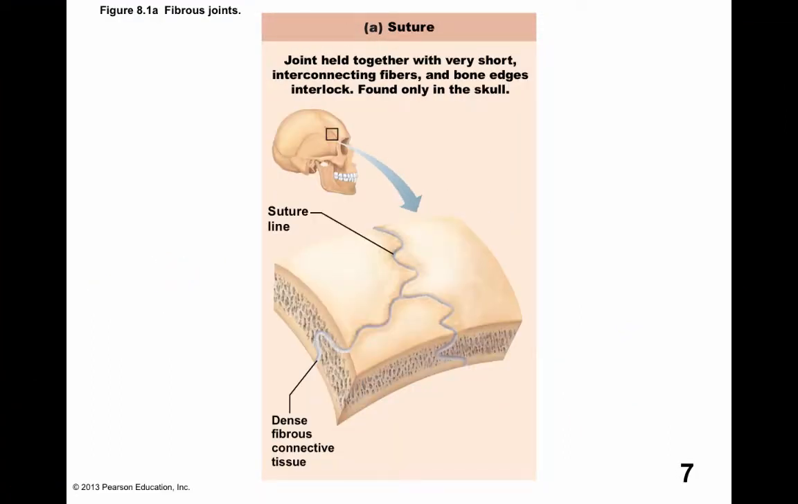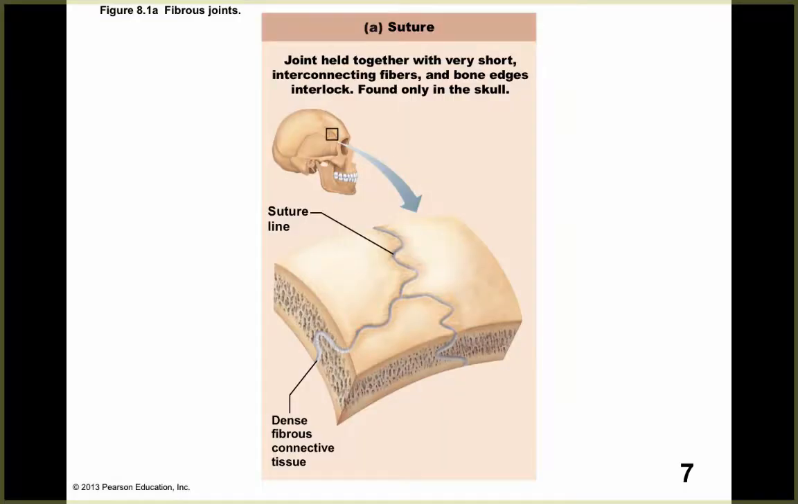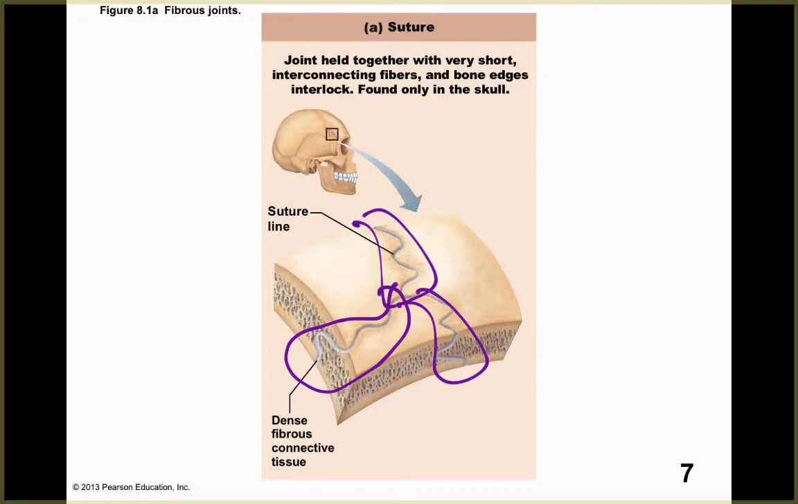Now, sutures are essentially these right here, right? You can see them all the way through. And these joints are held together with very short interconnecting fibers. And basically these bone edges here end up becoming interlocking. And the only place that you find these essentially are in the skull.